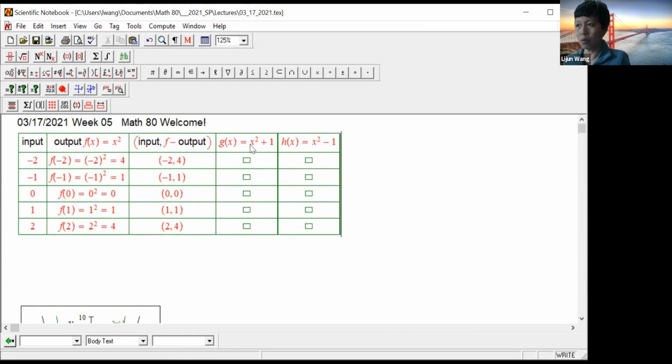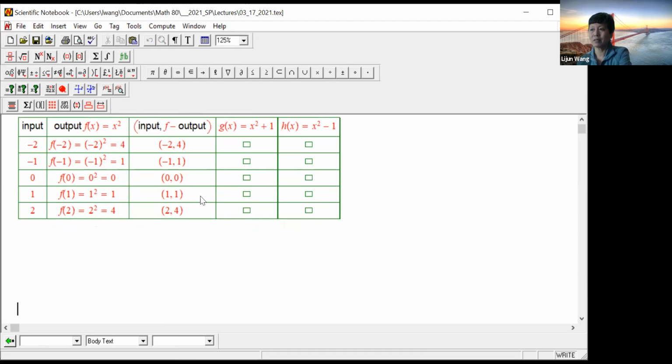Let's see what's happening. If you look at the rule of this function, after you square it, you plus 1. After we square it, we minus 1. And let's see how those pictures will be different from the original picture right here. So we're going to have output G, output H, and we are going to use the same input. You guys follow me? We're going to be using the same input.